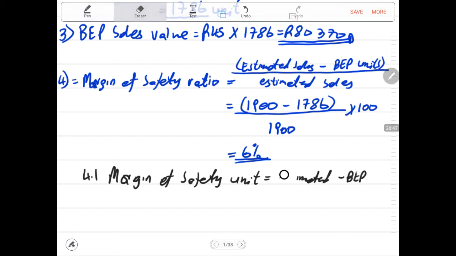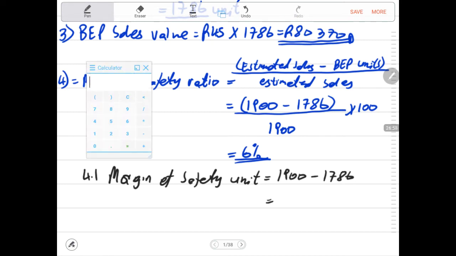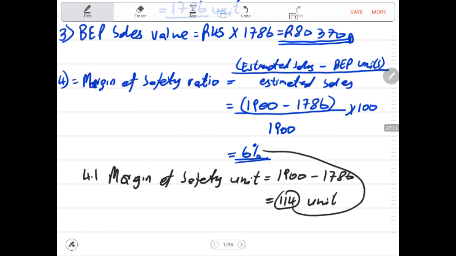Remember, our estimated sales is 1,900. So the 1,900 minus 1,786 is the one that will give us the number of these safety units. 1,900 minus 1,786 is going to give us 114 units. So now the 114 units is the 6% in simple terms. You can verify that by yourself, do the testing of that 6%, which we have done already.